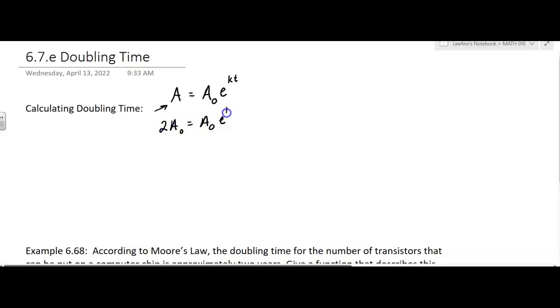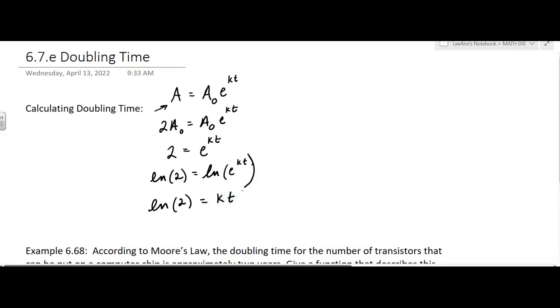So this works similar to half-lives. You can divide both sides by A naught, and then you can solve that equation. If you take the natural log of both sides, then you're going to get the natural log of 2 equals kt.